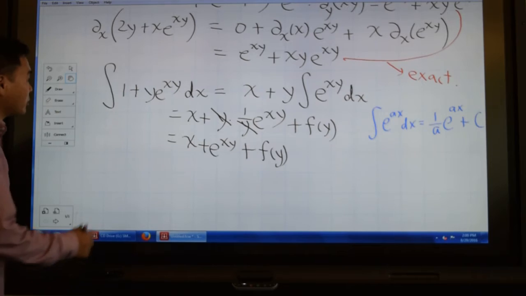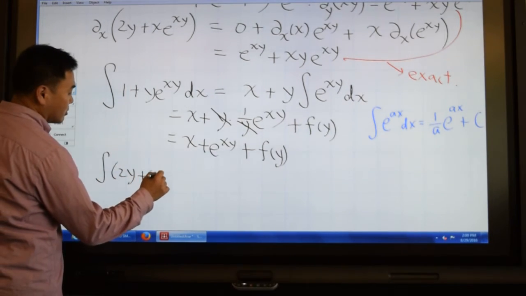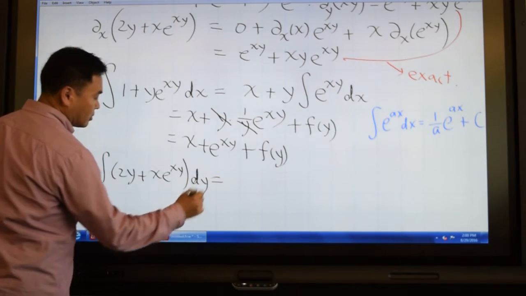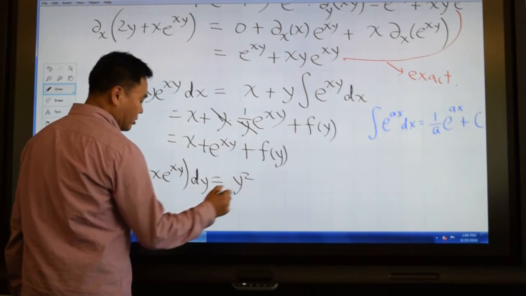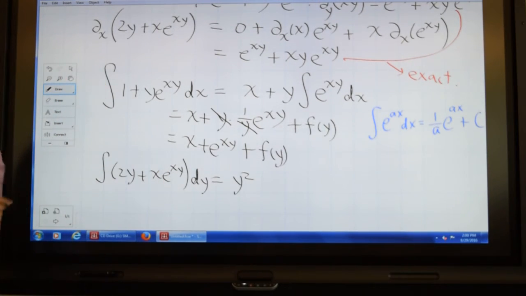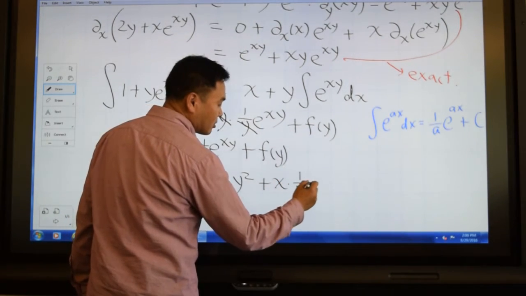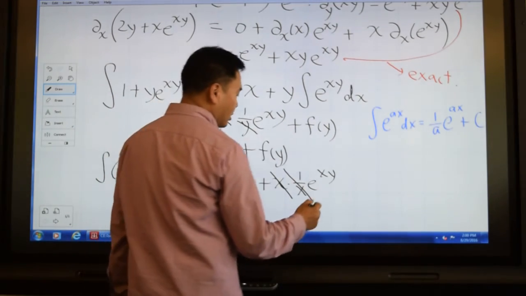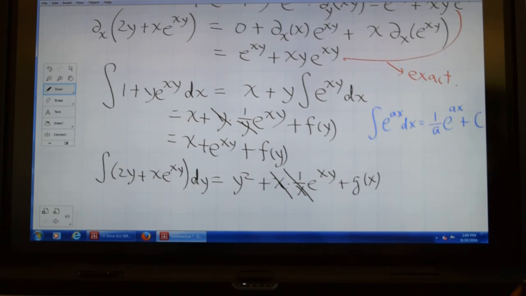And for the second one, we have to do partial integration with respect to y. And for a similar reason, 2y integrates to y squared. And for the similar reason, when you integrate e to the xy, it's going to create 1 over x in front. So you get x times 1 over x e to the xy, and x cancels. And that's what you get.